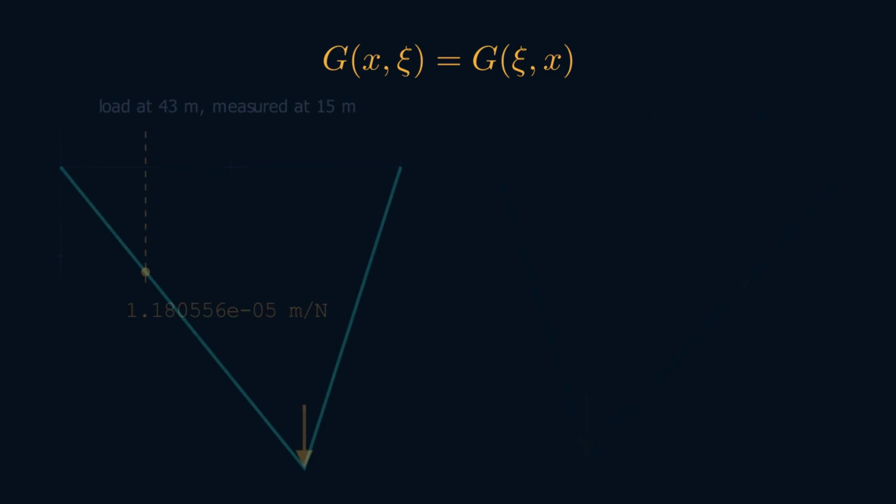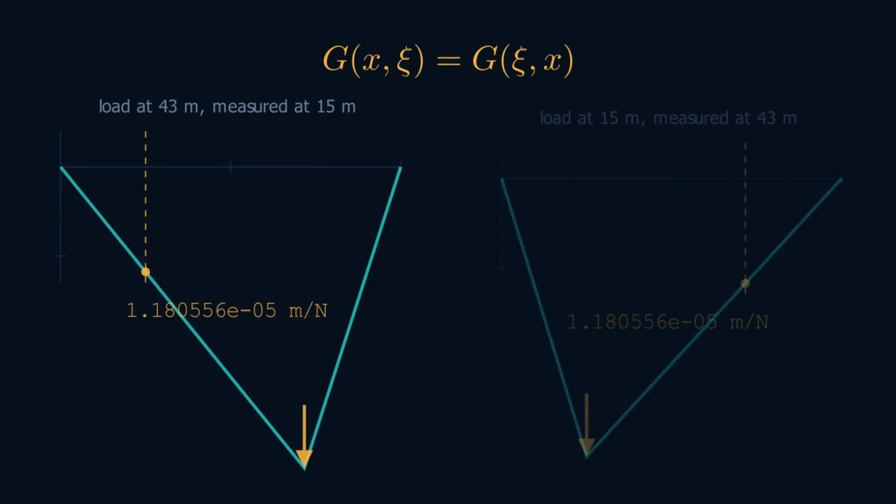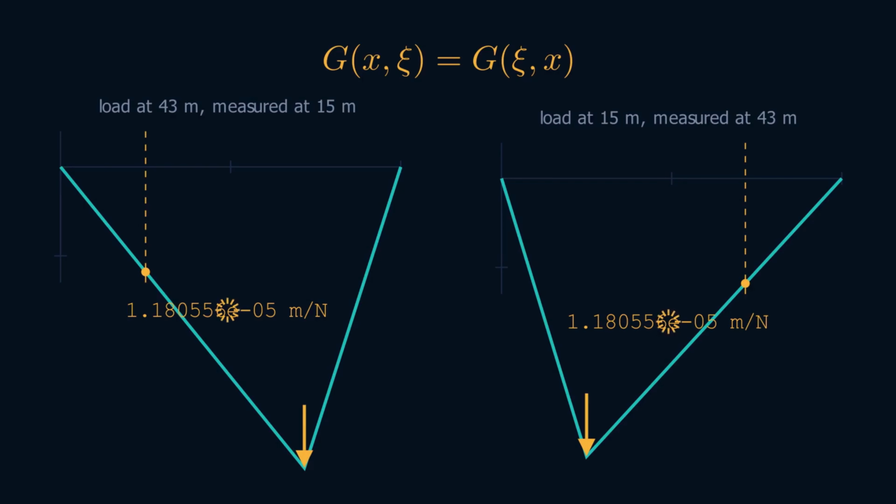Look again at the formula. Swap x and ξ and nothing changes. G is symmetric. Stated physically, that is startling. The deflection at 15 meters caused by a load at 43 meters, and the deflection at 43 meters caused by the same load at 15. Not approximately. Identically, the same 11.8 microns per newton, both ways.